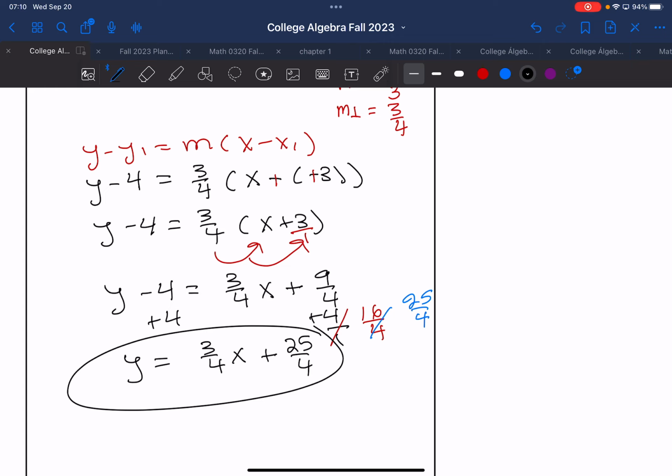How did you get 16? So when I was adding the 4 over 1, we had to get a common denominator of 4, so I multiplied the top and bottom by 4. So that's how I got 16 over 4. Okay, that makes sense.